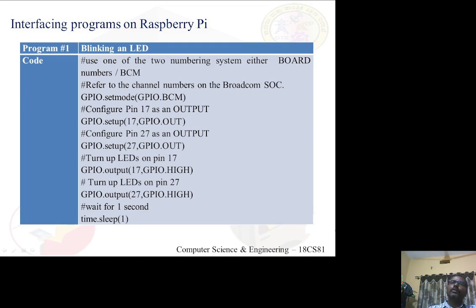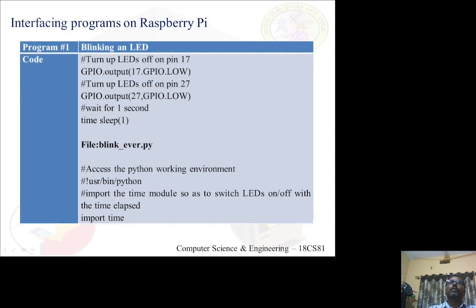Later, to turn off the LEDs, I will output a value low for pins 17 and 27. Just have a look at this slide. GPIO.output(17, GPIO.LOW). Similarly, GPIO.output(27, GPIO.LOW). Now, time.sleep(1) means a 1 second delay.